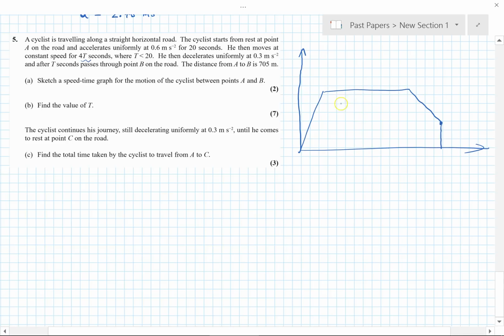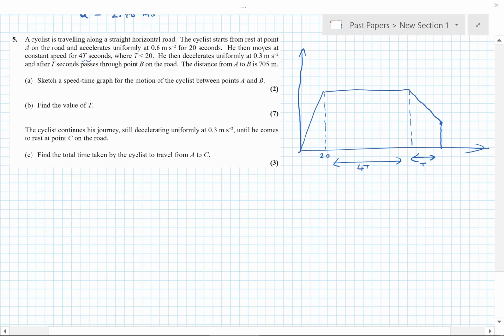Now that wouldn't get full marks at this stage because we do need to annotate with the information that we're given. We're told that it accelerates for 20 seconds here, and then for the constant bit you can either write 40 there if you want, or you can mark it as a distance between 2 points on the graph. That's fine as well. And then this cyclist decelerates for a time t here. Okay, and then the next thing is to find the value of t, and what we're doing is we're using some information about the accelerations and that the total distance is 705.